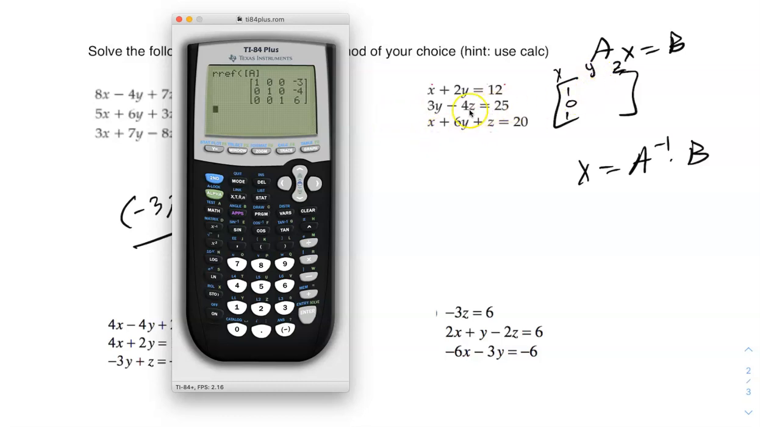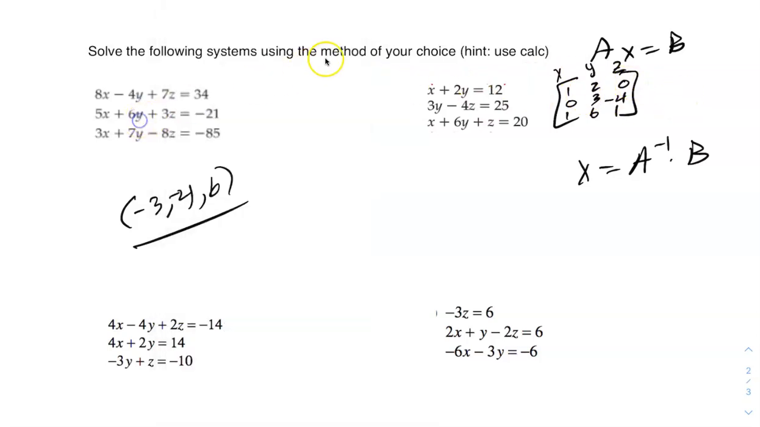Now you go to your Y's. This has a 2. This one has a 3. And this one has a 6. Now you go to your Z's. This one doesn't have a Z, so 0. Anytime it's missing, you put a 0. This one has a negative 4. And the last one has a 1. Just like that. By the way, it's the same thing if I did the REF method. It'll be the exact same concept. Anytime it's missing something, just put a 0 in the matrix.